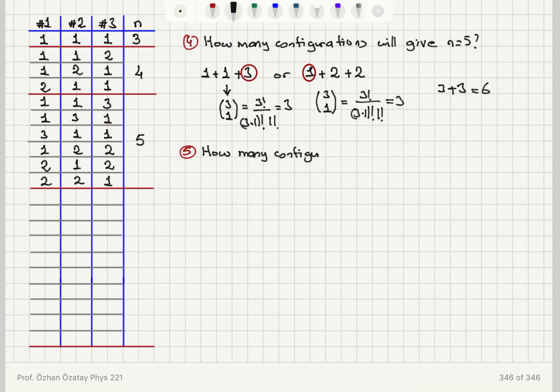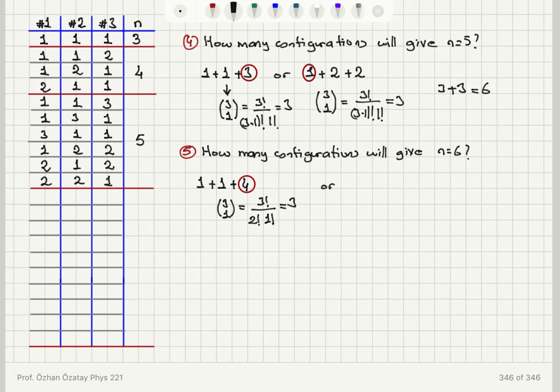How many configurations will give n equals to 6? Now let's try. If I put the first one as 1, second one as 1, 1 plus 1 is 2. In order to get 6, I have to put here 4. So this 4 can travel around, so I have to pick 1 object out of 3, which gives me 3 factorial over 2 factorial times 1 factorial, which is 3 possibilities for this 1, 1, 4 scenario.